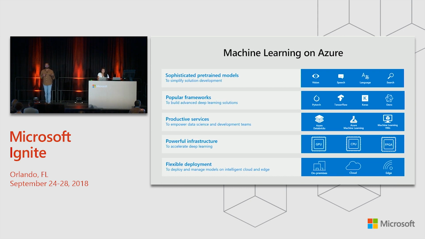We support popular frameworks like PyTorch and TensorFlow. And then there's ONNX. We're going to talk a little bit about that also in the session. We have productive services such as Databricks, Azure Machine Learning and machine learning VMs. These allow you to play around with your data, create models, and then deploy them so that you can start getting insights on your data itself. We have powerful infrastructure. We have GPUs, CPUs and FPGAs now. We're going to talk a little bit about GPUs as well. And then you can easily deploy it either on-prem or in the cloud or at the edge.